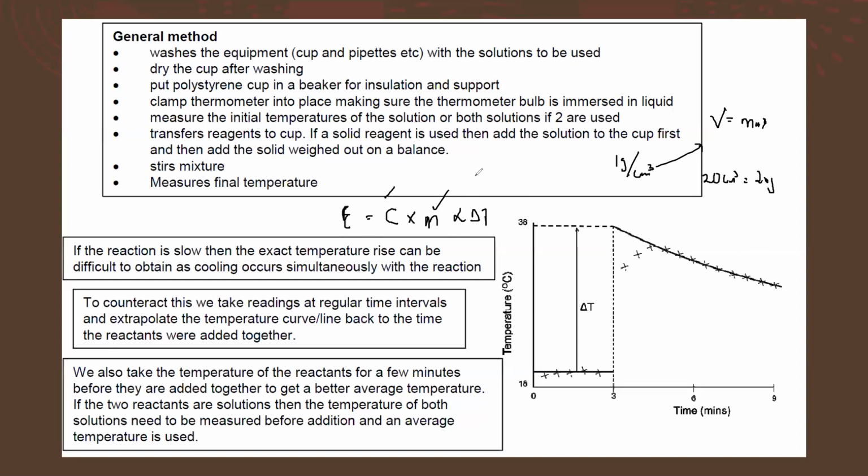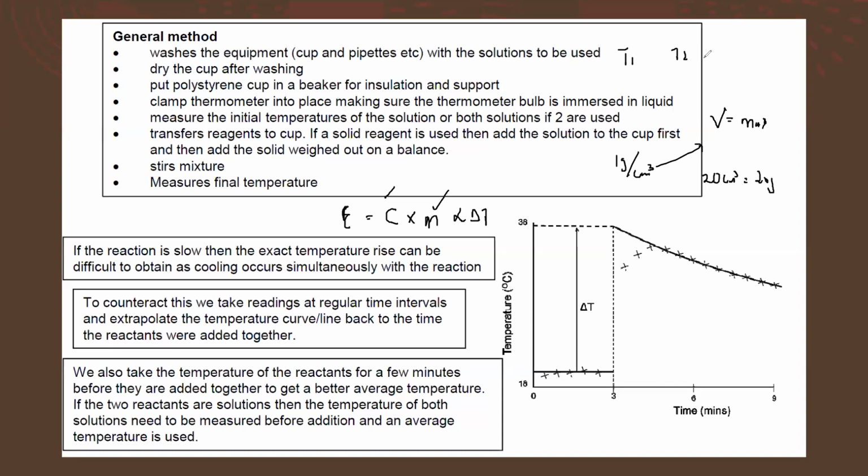So how can we work this out? We can use a graph for this purpose. To calculate a temperature change, we should know the initial temperature and the final temperature, and the difference in the temperature will give us the temperature change. So we will monitor the reaction over a period of time and work out the temperature change.